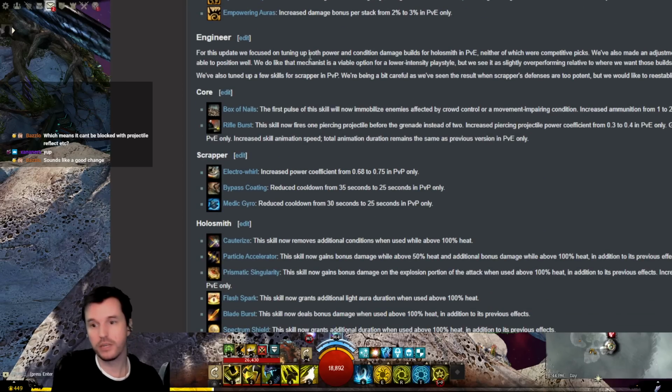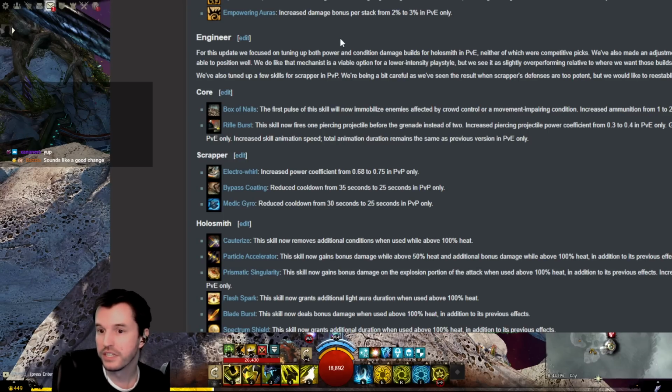Engineer. For this update, we focused on tuning up both power and condition builds for Hollowsmith in PvE, neither of which were doing good. We also made an adjustment to Mechanist to better reward players who are able to position well. I'll come back to that note. We do like that Mechanist is a viable option for lower intensity playstyle, but we see it as slightly overperforming relative to where we want those builds to be. That sentence is completely fair, IMO.